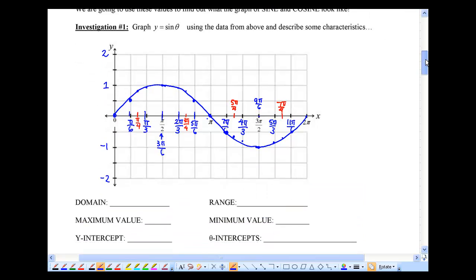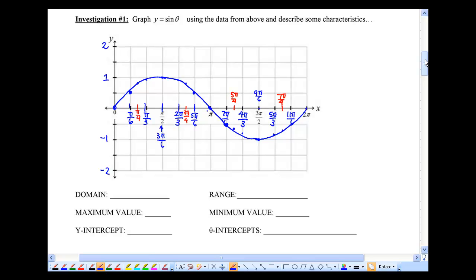Yay! Now I'm going to ask you to look at this graph and see if you can actually fill out this information underneath, okay? What's the domain? What's the range? What's the max value? What's the min value? What's the y-intercept? What's the theta intercept? So theta is like the x, okay? X value or theta, same thing. So maybe I can use theta here instead of x. So just write down theta if you want. Same thing, okay?